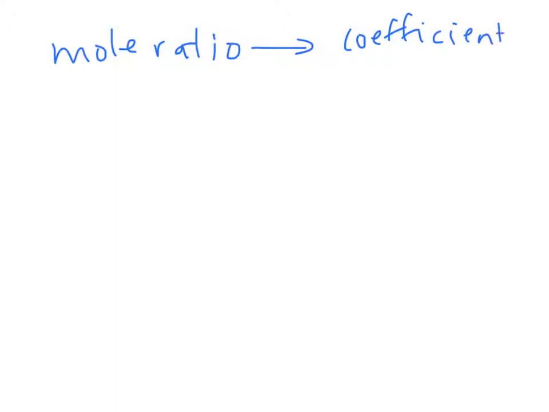Okay, let's look at this term mole ratio. A mole ratio is just a ratio of any two things in a balanced equation. And when we're talking about mole ratios, we're talking about the coefficients in a balanced equation of the two things that we are comparing.